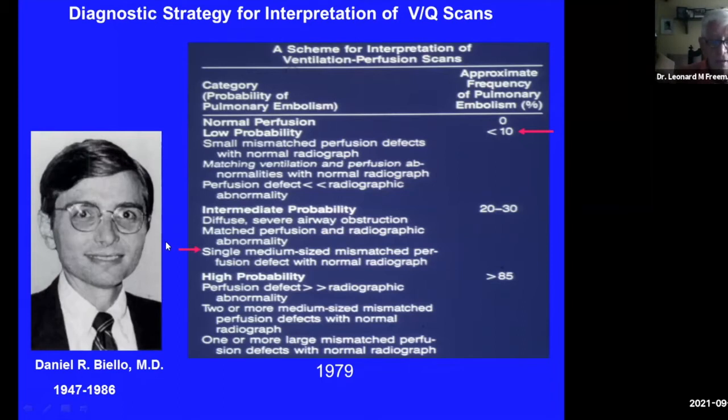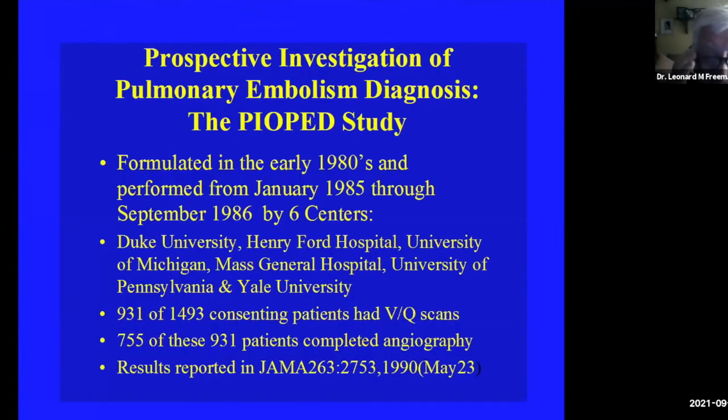Dr. Biello did this with pulmonary angiography, after the fact, as a retrospective study. So of course, anything retrospective or anything scientific deserves a prospective study, and thus was born the PIOPED study, which is the prospective investigation of pulmonary embolism diagnosis. This was done in the early 1980s by 6 institutions, which you see listed here: Duke, Henry Ford, Michigan, Mass General, Pennsylvania, and Yale.